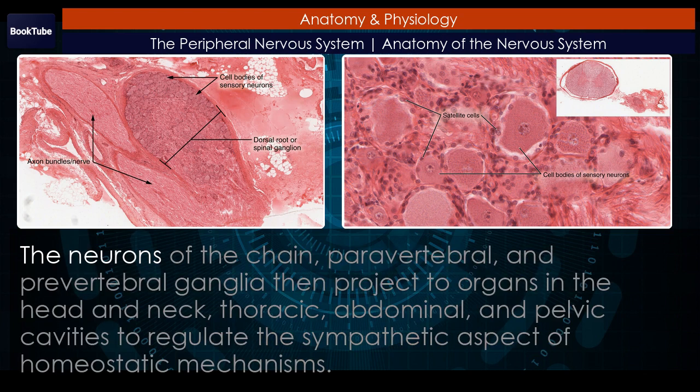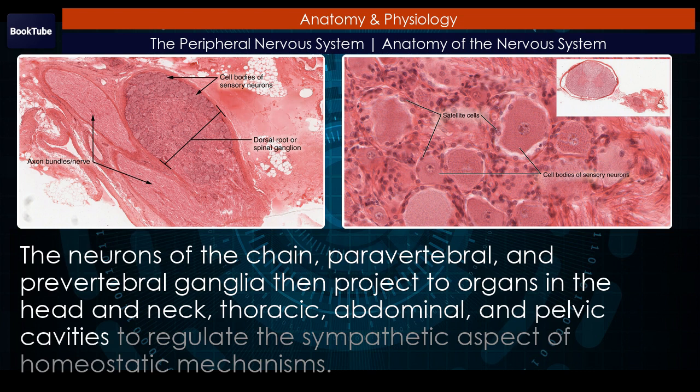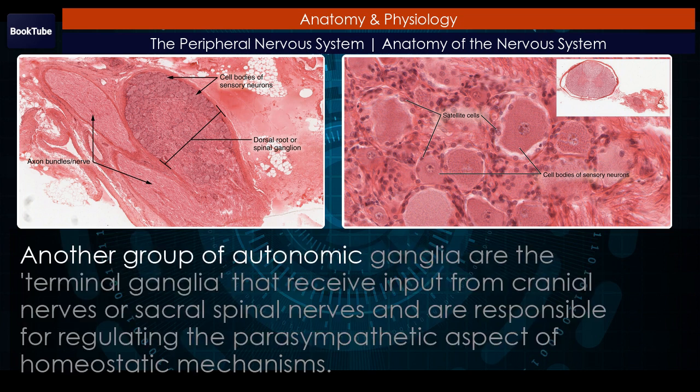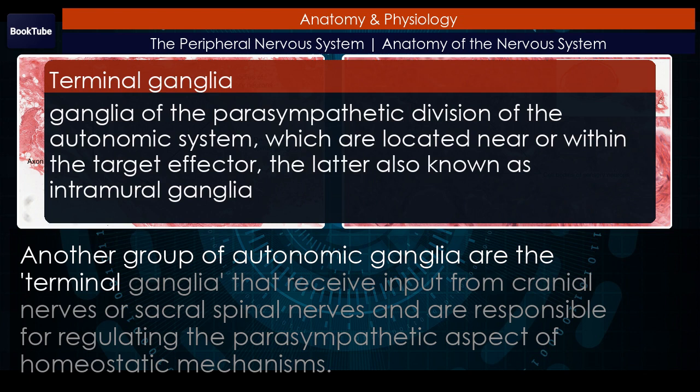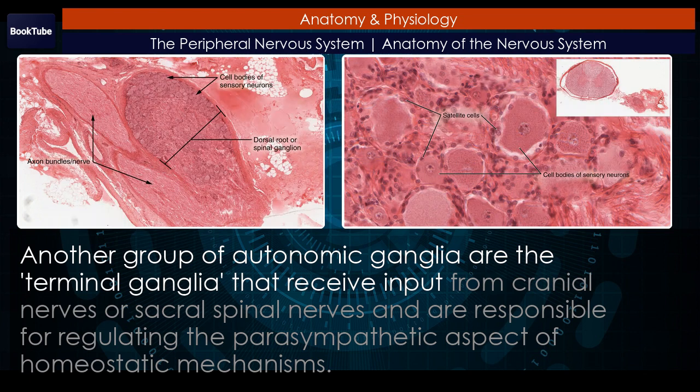The neurons of the chain, paravertebral, and prevertebral ganglia then project to organs in the head and neck, thoracic, abdominal, and pelvic cavities to regulate the sympathetic aspect of homeostatic mechanisms. Another group of autonomic ganglia are the terminal ganglia that receive input from cranial nerves or sacral spinal nerves and are responsible for regulating the parasympathetic aspect of homeostatic mechanisms.